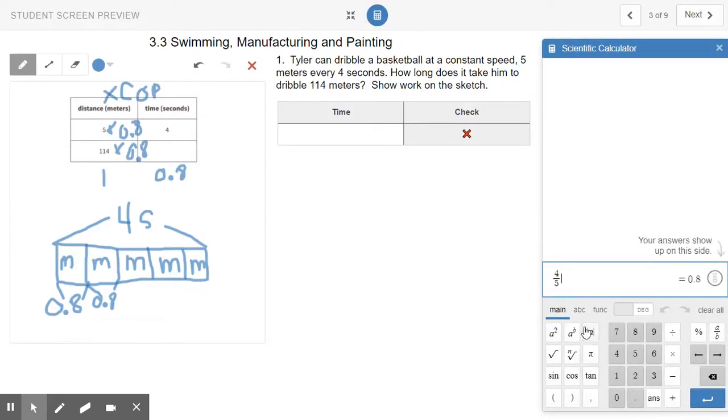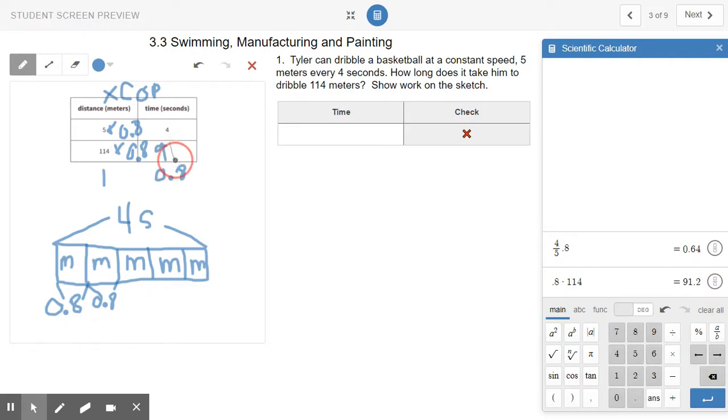So when I do that, I'm going to take 0.8 times 114. Now, there's different ways to know that that is times 114. One is that we figured the COP is 0.8. The other way is to know if I have 114 meters, or these boxes, I need 114 of 0.8. And we found that that is equal to 91.2 seconds. So we're going to have to type that in.